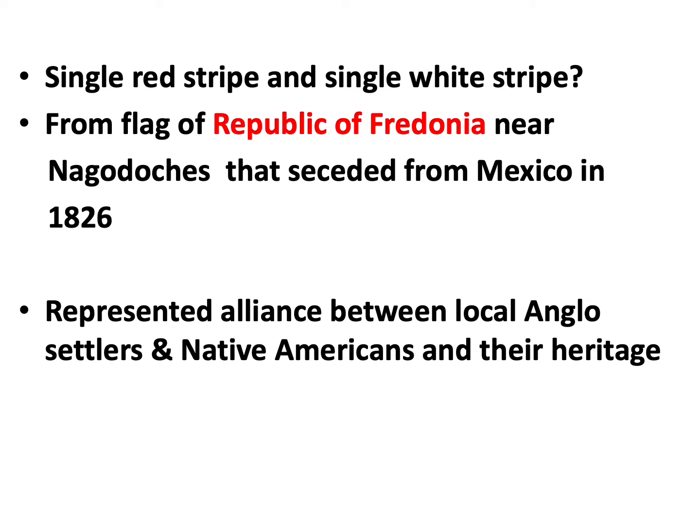Now, the flag also has a single red stripe and a single white stripe. Those come from the flag of the Fredonia Republic, which you recall in East Texas near Nacogdoches was a secessionist movement that seceded briefly from Mexico in 1826 and set up its own country. The red and white stripes of that flag were to represent the alliance between the Anglo settlers there for the white stripe and the Native Americans and their heritage, which is the red stripe.